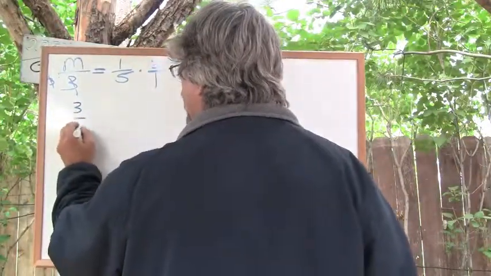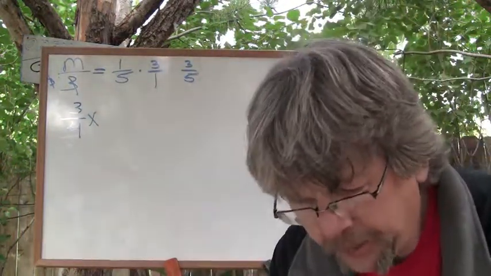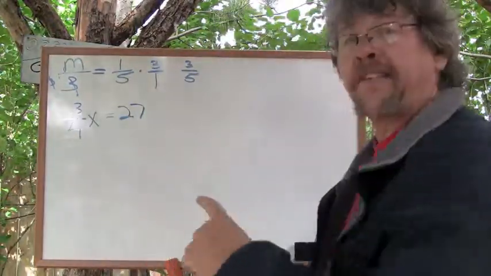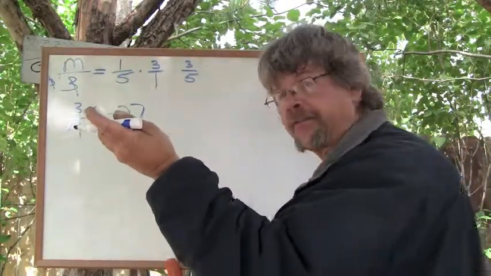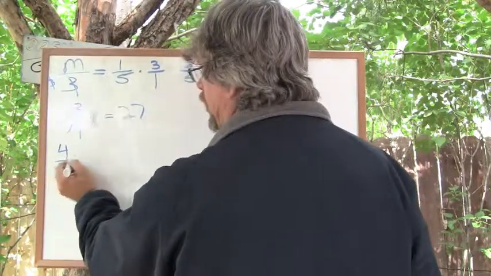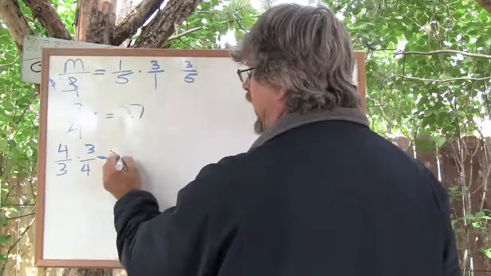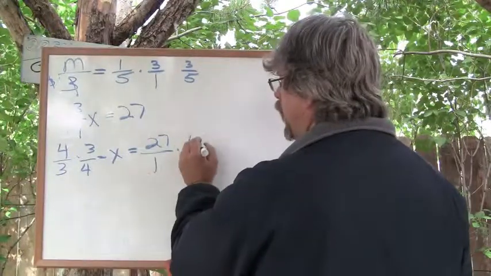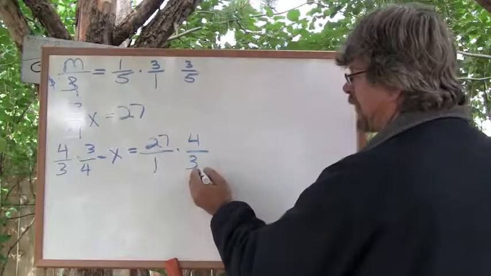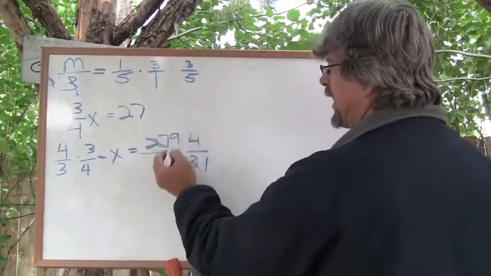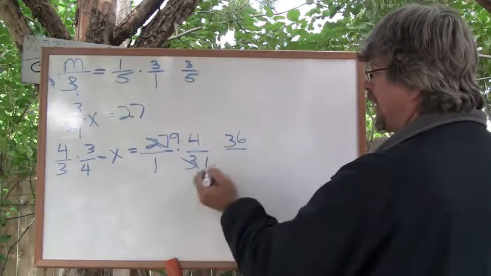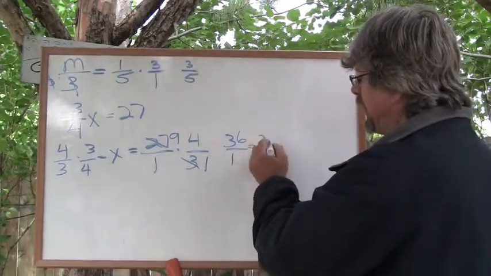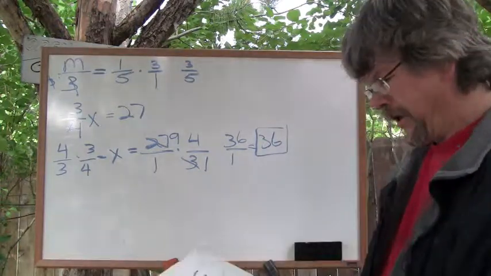Three-fourths x. A fraction multiplied to a variable equals 27. To isolate it, we flip the fraction over, multiply by the reciprocal. This is 3/4. We're going to flip it, 4/3 times 3/4 equals x equals 27 over 1 times 4/3. 3 and 27 can cancel. 3 will go into 3 once. 3 will go into 27 9 times. 9 times 4 is 36. 1 times 1 is 1. We know any number over 1 is simply a whole number, so 1 divides into 36 36 times, and there's your answer. The answer to that one is 36.